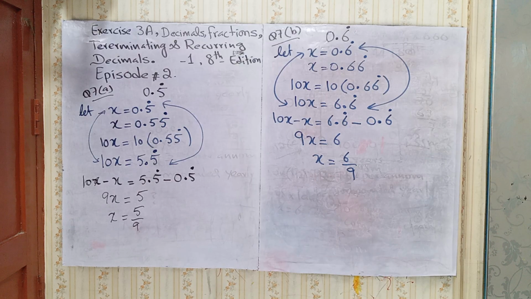So I think for today that's enough. In this second episode, we have done question number 6. We have done all its parts, and we have started question number 7. We are done with the A part and the B part, and the rest of the questions we will do, God willing, tomorrow. And I hope that I will be able to complete this exercise about terminating and recurring decimals and provide it to you on my YouTube channel.